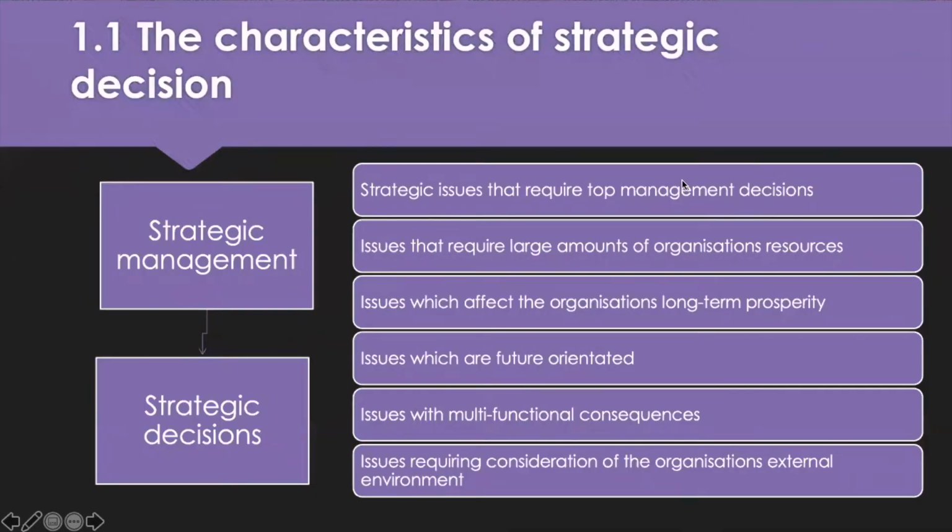In terms of the dimensions of strategic decisions, they will have at least one of the 6 dimensions described. So strategic issues that require top management decisions. And that's because of the magnitude. They typically affect the overall direction of an organisation, or the issues that require large amounts of organisational resources. So if they require a very substantial amount of HR, physical assets or other resources, they can be considered as strategic decisions, even though they may not change an organisation's future direction.